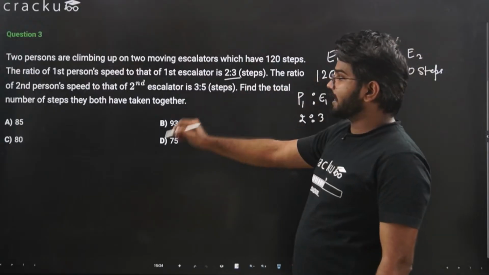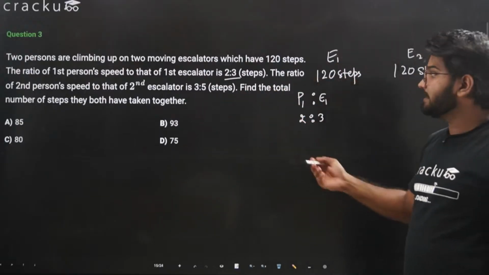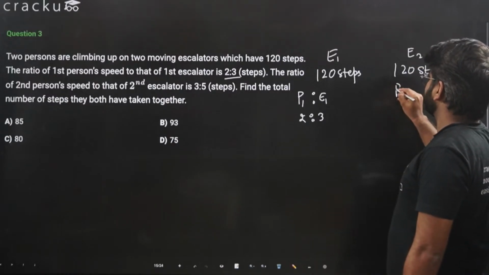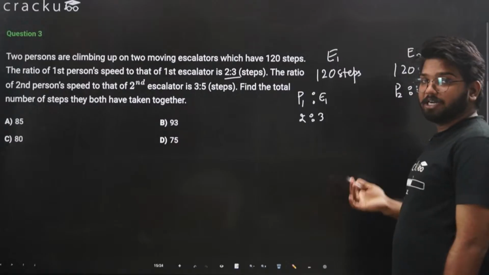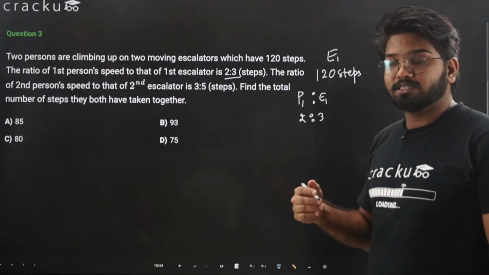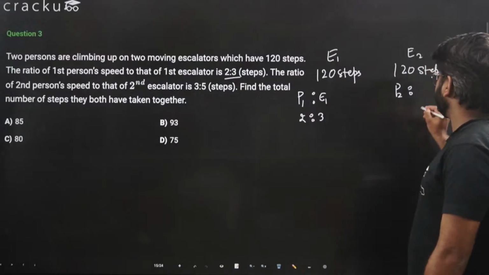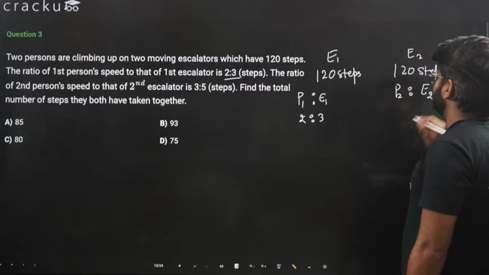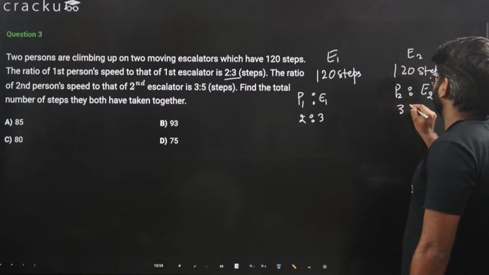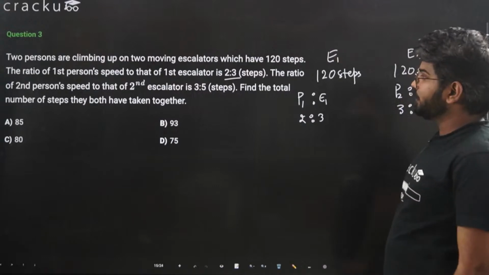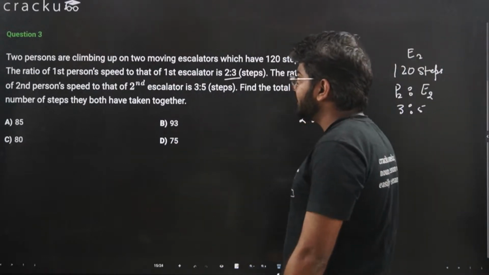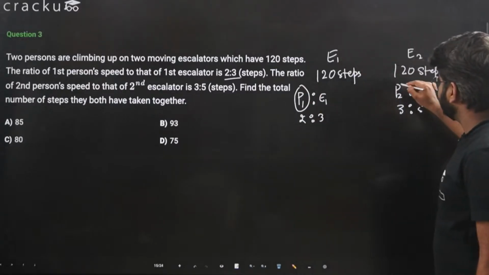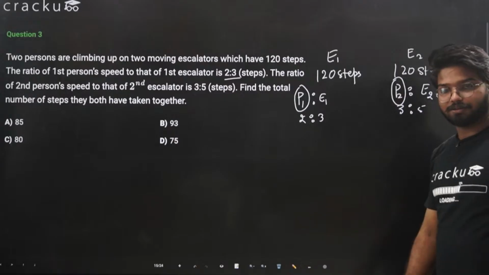Similarly, the ratio of the second person's speed to that of the second escalator is 3:5. So let's say the second person is P2, to the speed of the second escalator, let's say E2. This is given as 3:5. Now we need to find the total number of steps they both have taken together. The total number of steps P1 has taken and the total number of steps P2 has taken.